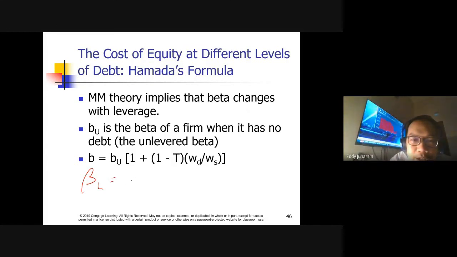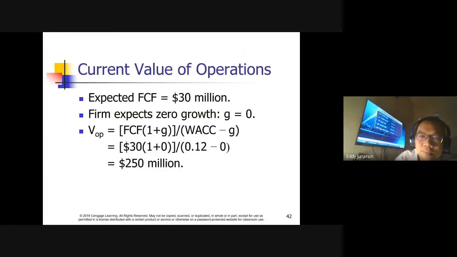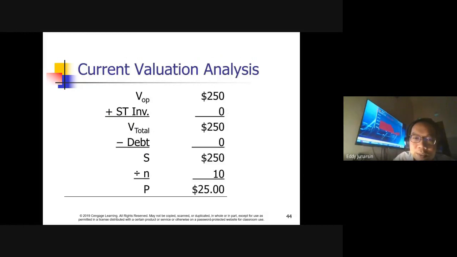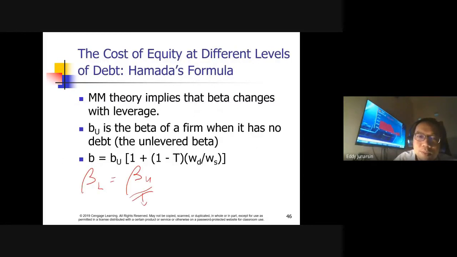So this is a function of unlevered beta. Unlevered beta is the beta when we use no debt, right? In our example, this would be this one, right? The beta when we use no debt. So unlevered beta, okay? 1, right?